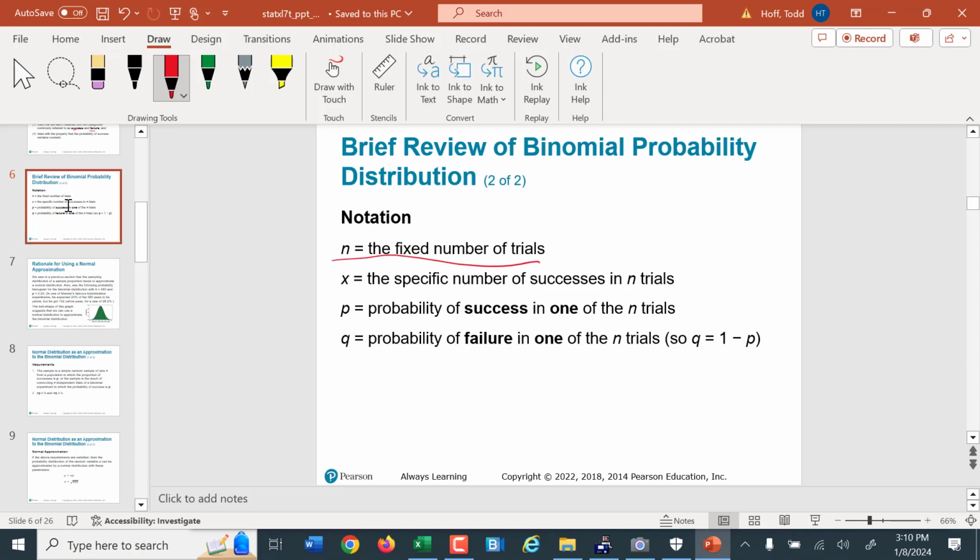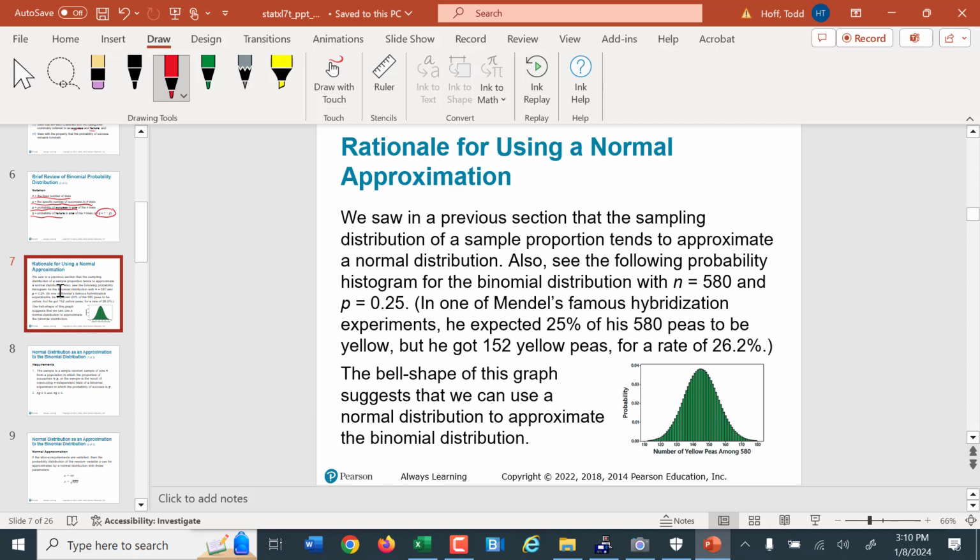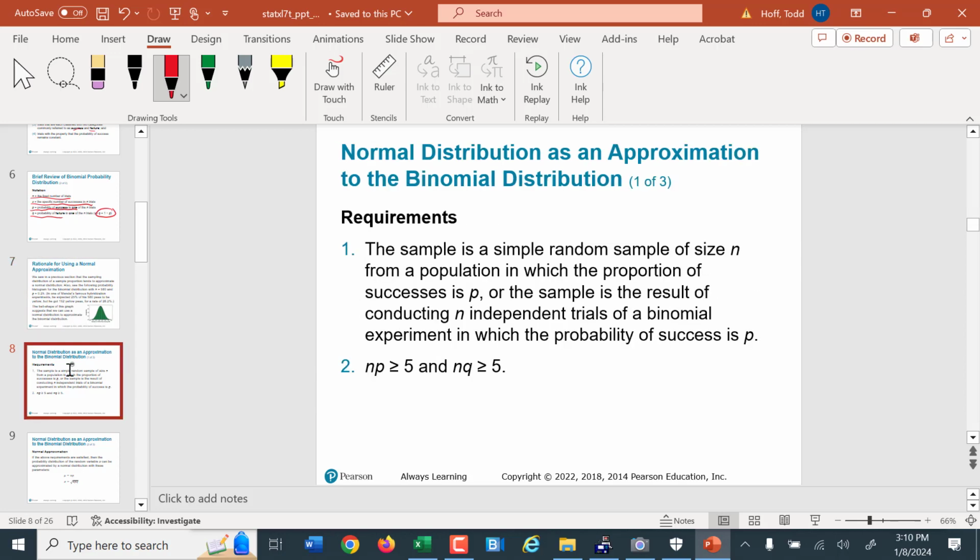N was the number of fixed trials. X was the number of successes out of those N trials. P is the probability of success on any one trial, and Q is the probability of failure. Remember, Q is 1 minus P. The rationale, we don't need to get into proving why this works. We'll look at an example of that calculation in a little while, though.